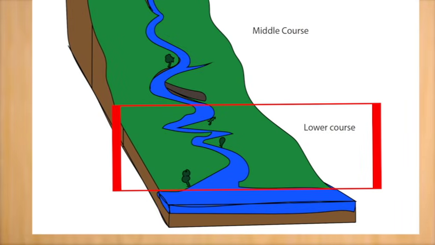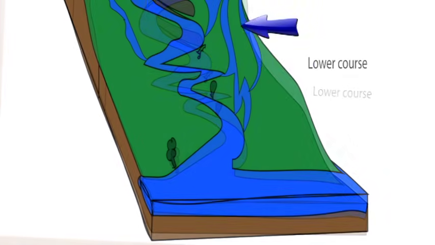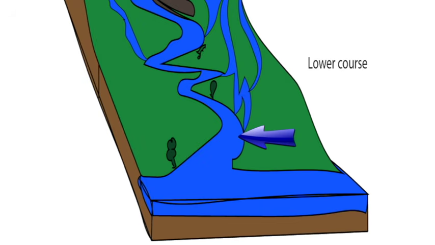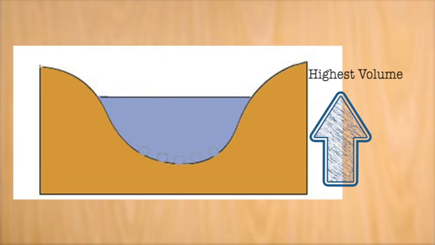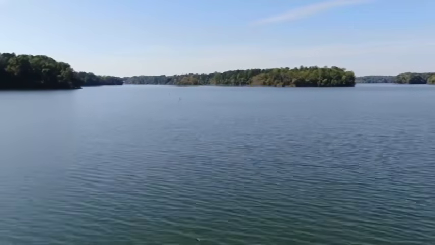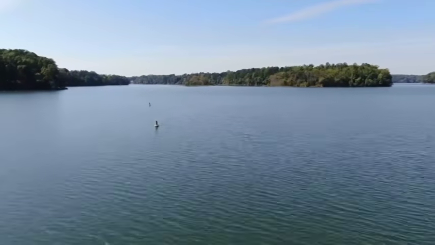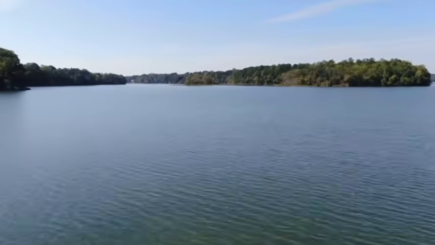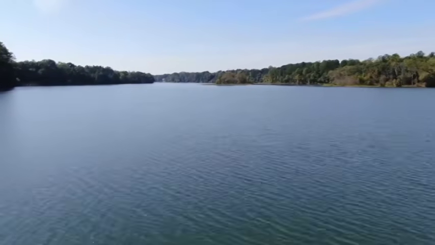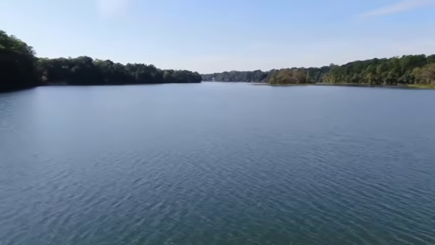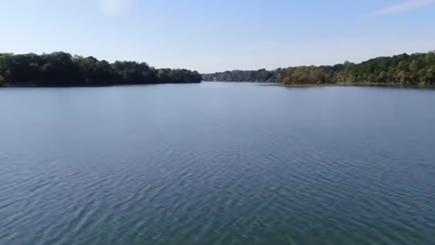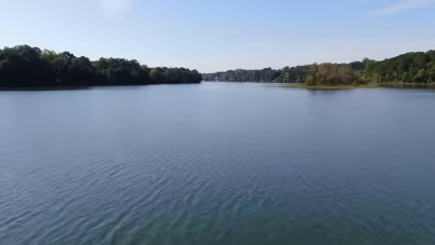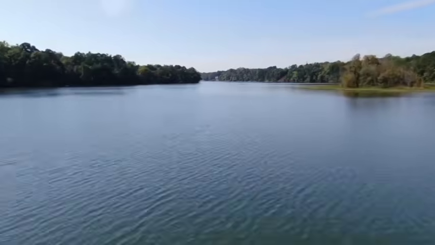Also, at this stage of the river, all the tributaries and smaller channels have entered the river, and therefore the volume of discharge will be highest here. Due to very little friction at this stage, velocity is also higher in the lower course. The other important feature of the river valley at the lower course is that the channel is wider and deeper.